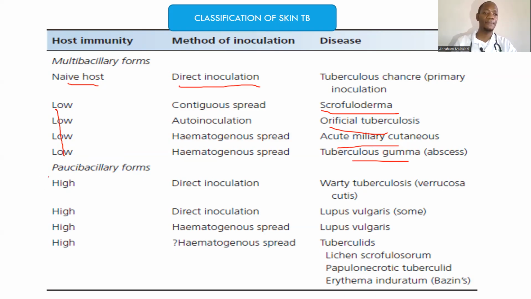Then the paucibacillary forms. This one simply means that your immune system is intact. It knows about the TB, so it mounts a good immune response. So when you take off a sample, the organisms that you are able to see are very, very few, or even not detectable in some cases. This occurs if you have a good immunity. That will give you a different clinical manifestation. So it can give you warty tuberculosis, the common form of TB, lupus vulgaris, and then all the associated tuberculids also fall under this category.